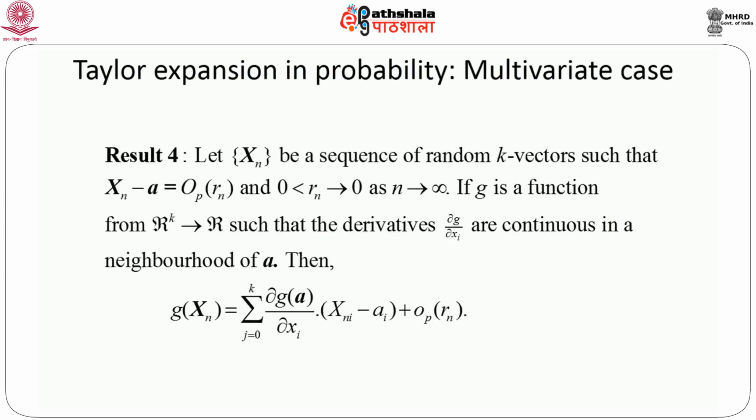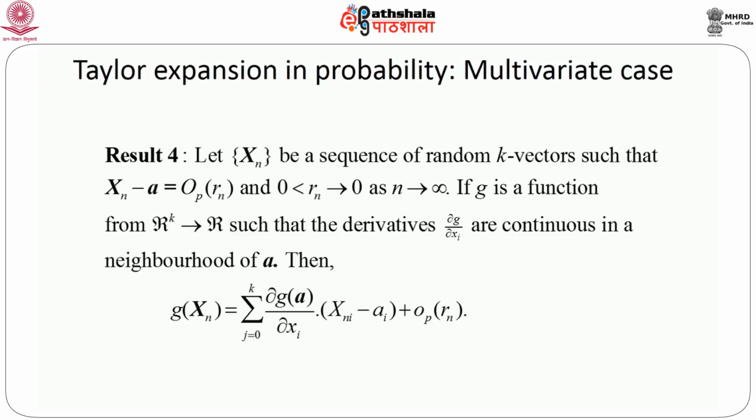So, next we will discuss how to extend Taylor expansion in probability to the multivariate case, and we state this as a result. Let Xn be a sequence of random k-vectors, that means random vectors of dimension k, such that Xn minus a equals big O_p(Rn), and Rn is a sequence of positive numbers that goes to 0 as n goes to infinity.